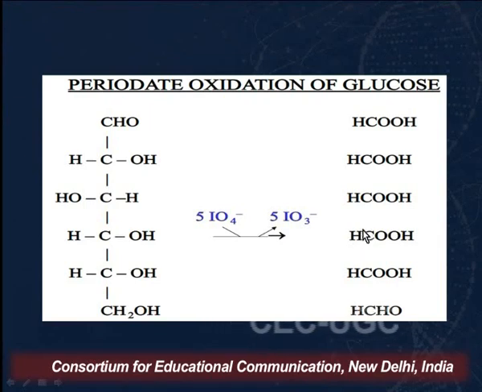Similarly, if periodic oxidation is carried out of mannose or of galactose, then you have to remember that these are epimers. That is, mannose is the C2 epimer of glucose and galactose is the C4 epimer of glucose.